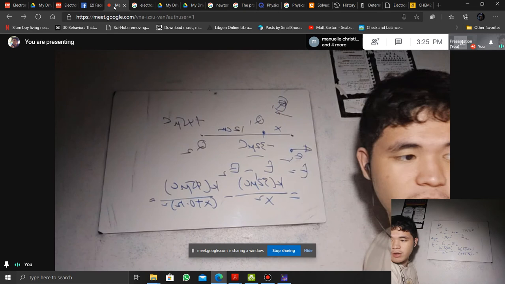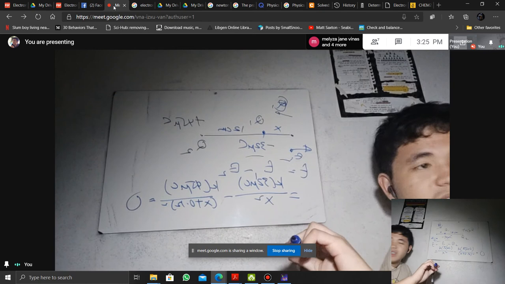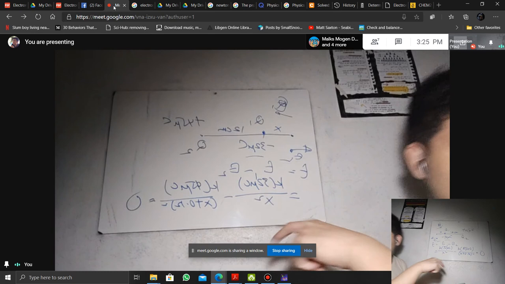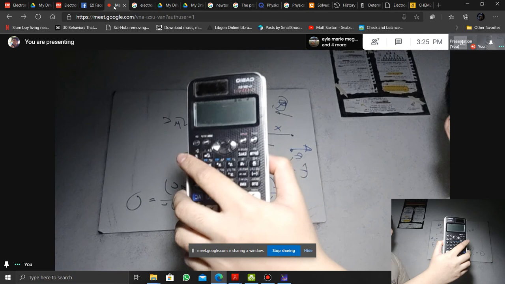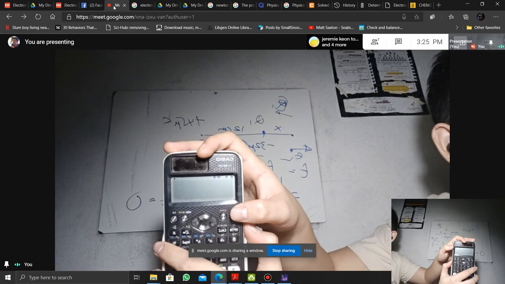Okay. Sige, let's have a short walkthrough ng solve function. Ito, pwede na ito i-solve function. Kaya lang matagal. Pero it's fine. At least gagana, no? So, ewan ko kung nakikita nyo. Ayan, type nyo lang yung equation nyo mismo.